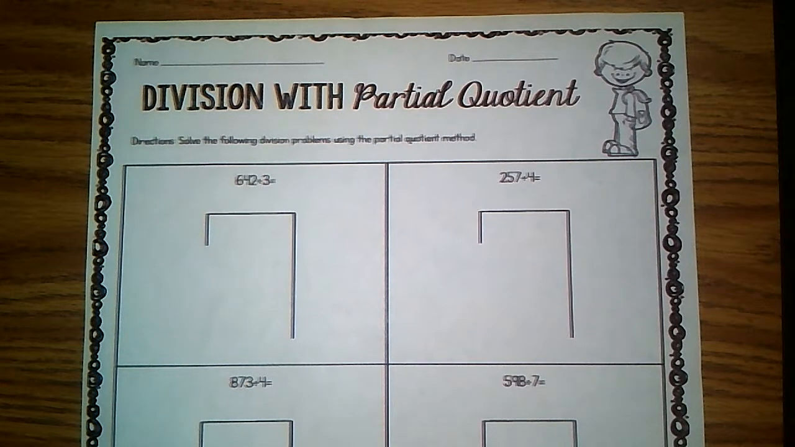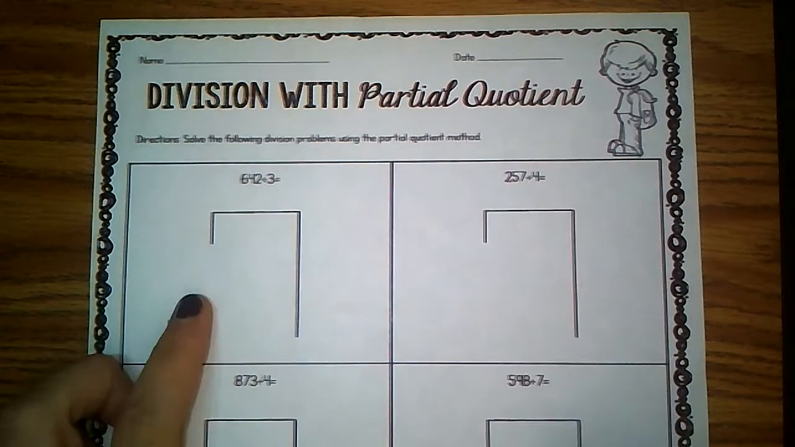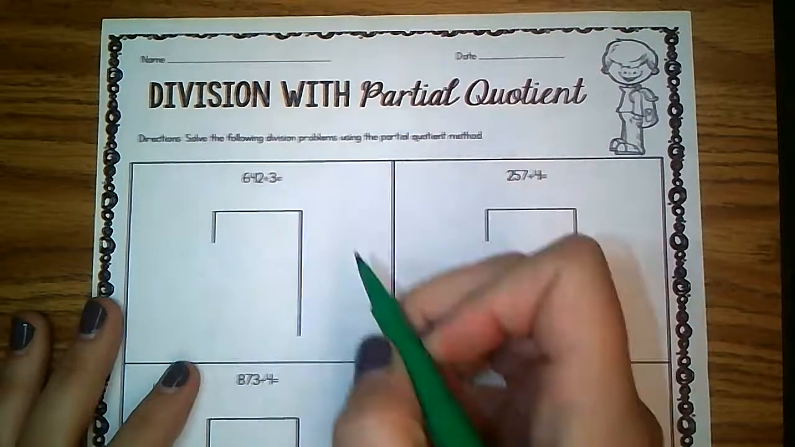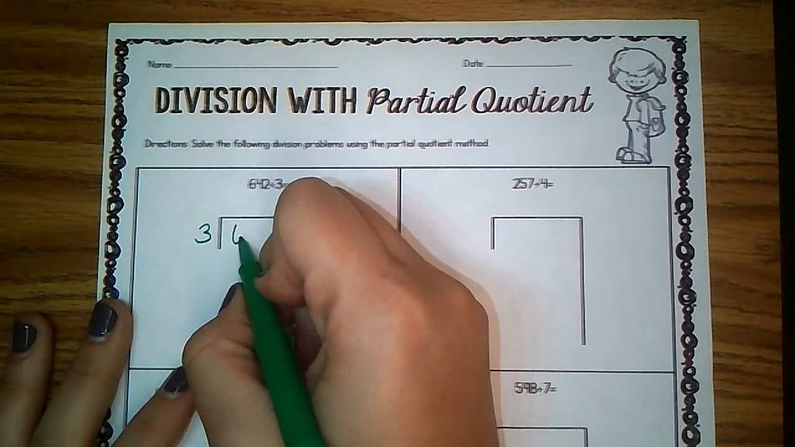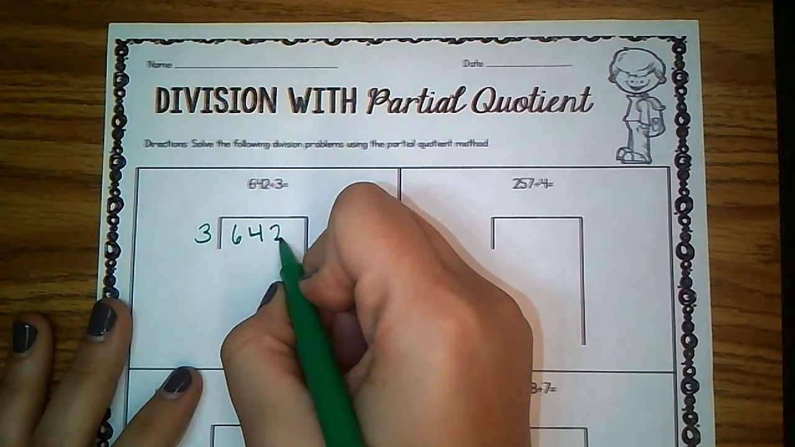I'm here with Ms. Elking, and she's bringing to you division with partial quotient. All right, we are starting on the first one. We're going to put our divisor 3 on the outside and 642, our dividend, on the inside.